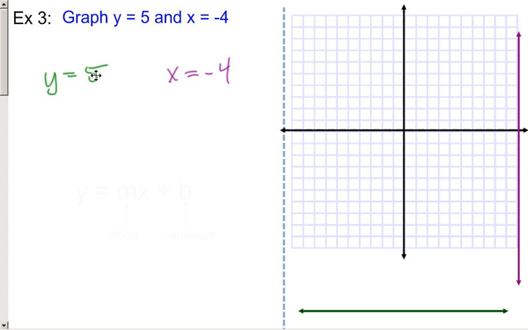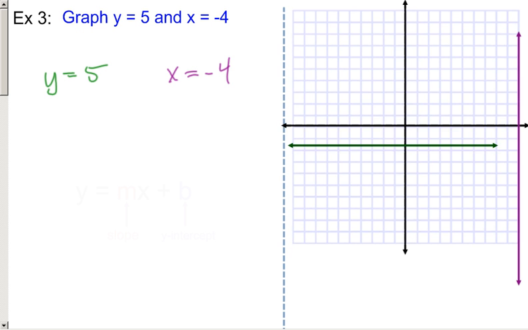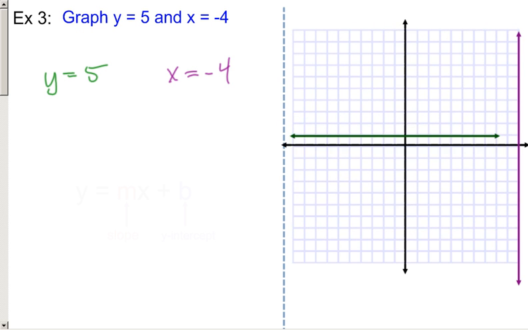So for the first one, y equals 5, we need to know where all the y's are 5. So that's going to be up 1, 2, 3, 4, 5. Oop, let's get the right one going here. 1, 2, 3, 4, 5. And that's our line.